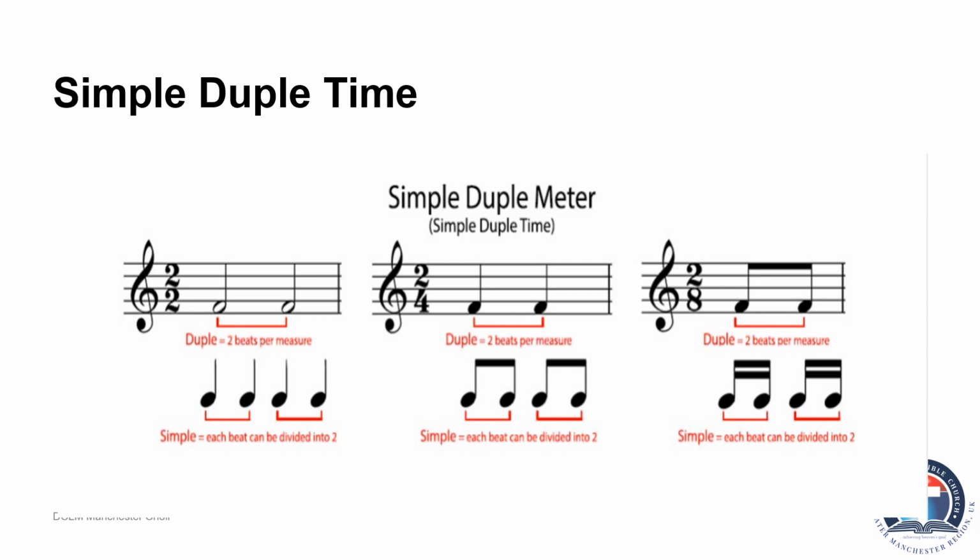2, 8. 2 quaver beats in a bar. Again, it is a simple time because a quaver can be divided into 2 to give you 2 semiquavers, and the second quaver 2 semiquavers. It's a duple time again because 2 beats occur in a bar. So that explains why it is called simple duple time or simple duple meter.